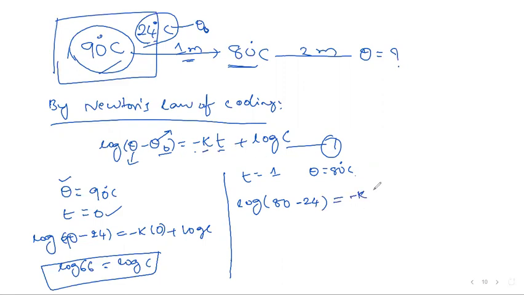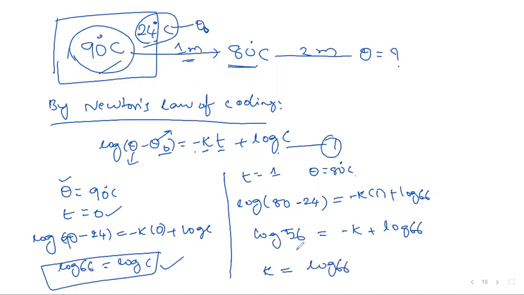So minus k of t, where t is 1 minute. Next, place log c. What is log c? Here we get log 66. So log of 80 minus 24, that is 56. Log of 56 is equal to minus k plus log 66. So here k is equal to log of 66, minus log of 56 sent towards the right side. We get log a minus log b, which is log a by b. So log of 66 divided by 56.